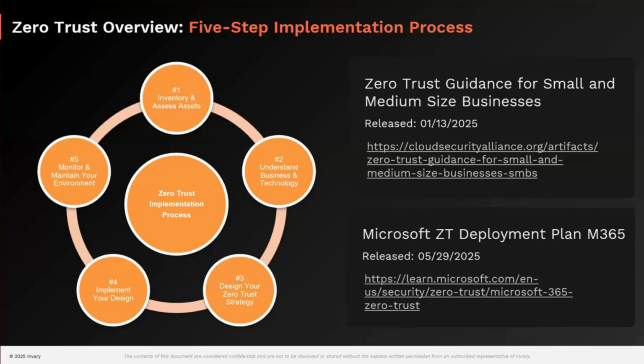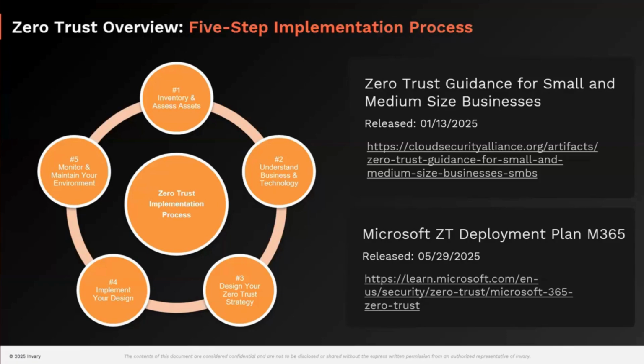Everything should be known within your organization, wherever that lives within the organization. But number two is understanding the business and technology. How do these assets fit into how the business works? What's the importance level, and how does that technology enable the business? When you really understand that, you start to gain a better understanding and feel of how zero trust is going to be beneficial to your specific organization.